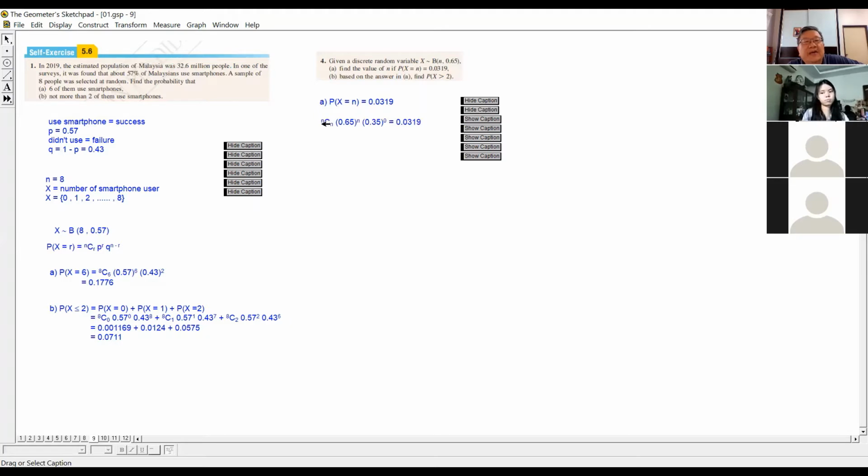Because you want X equal to n, so you'll be nCn. Then p to the power of n. Where p to the power n? P, here, the formula is here. P to the power r. R is n, right? Then the last one, q to the power of n minus r. So this is q to the power n minus n. N minus n is 0.